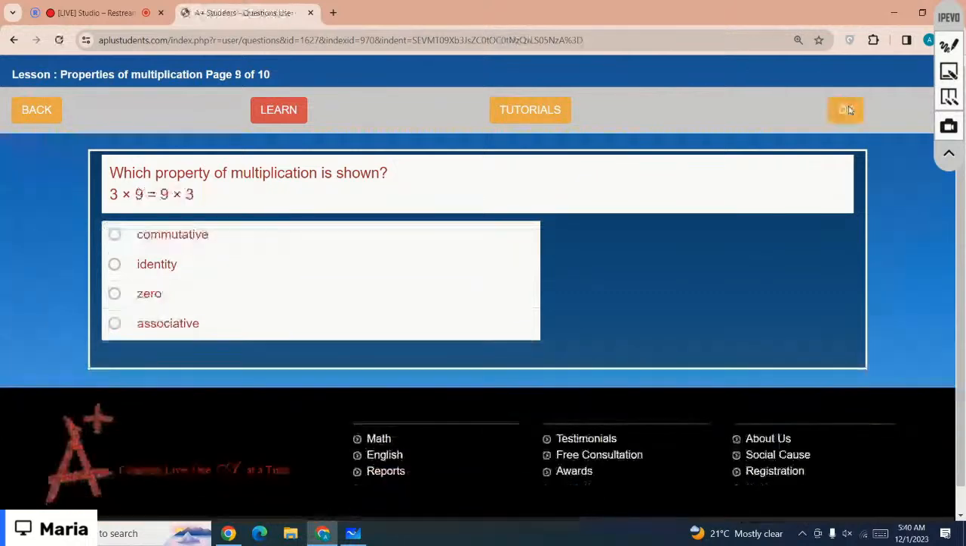Which property of multiplication is shown? Which is the correct option? 3 times 9 equals 9 times 3, that is commutative property. Option number 1 is the correct option, right?